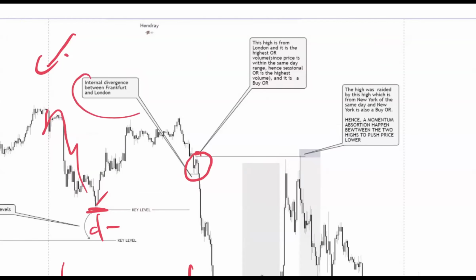So there was internal divergence between Frankfurt and London. I think Frankfurt was maybe a sell and London was a buy opening range. Yes, I still remember. Frankfurt was a sell opening range, forming this low. Then London opened somewhere around there as a buy opening range. And London, which are buyers, clear Frankfurt participants, which are sellers. So meaning that price is diverging against that same exact high.